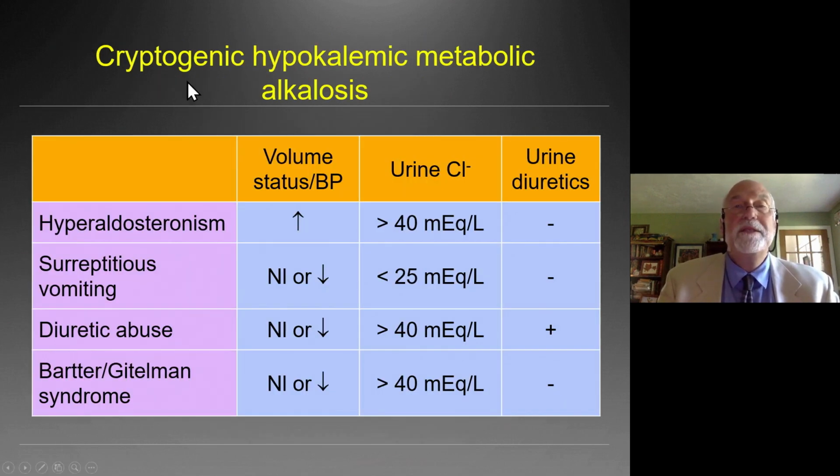So if you're confronted with a patient with unexplained hypokalemic metabolic alkalosis, I had showed you this slide earlier. Again, the only one that's associated with an elevated blood pressure would be hyperaldosteronism, whereas surreptitious vomiting, diuretic abuse, or the hereditary disorders will either be normal blood pressure or mildly volume depleted. Diuretics and defects in the transporters will lead to high urine chloride, whereas if you're vomiting, and the history isn't clear, the low urine chloride is your clue to that unexplained hypokalemic metabolic alkalosis.